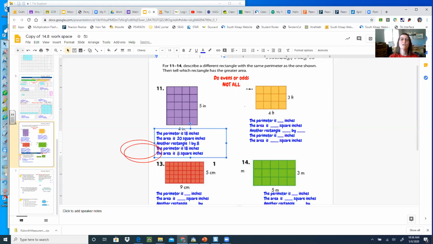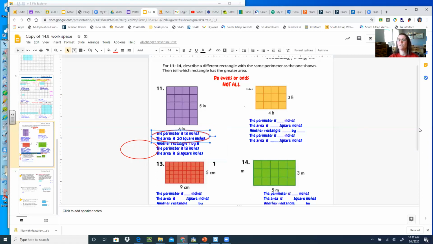Okay, then it says, tell which rectangle has the greater area. So if you're watching the video, you're going to see why I put these circles here and why I turned them sideways. What I want you to do is circle the part that has the greater area. So this top guy has the greater area. Okay?